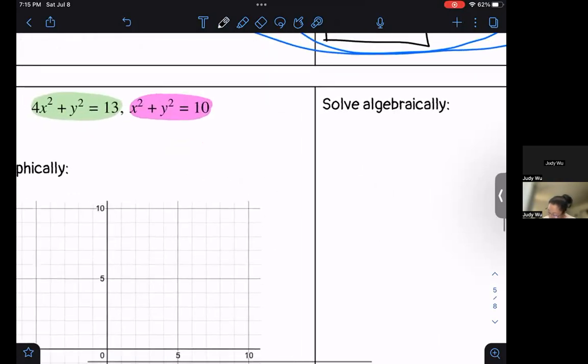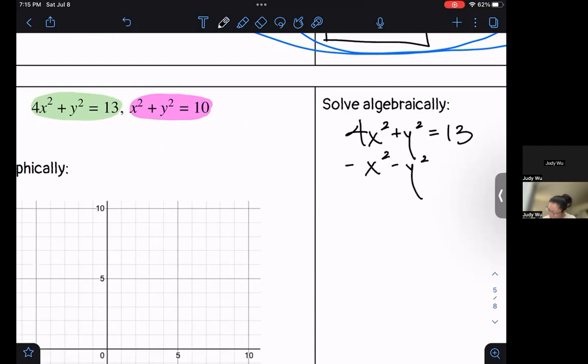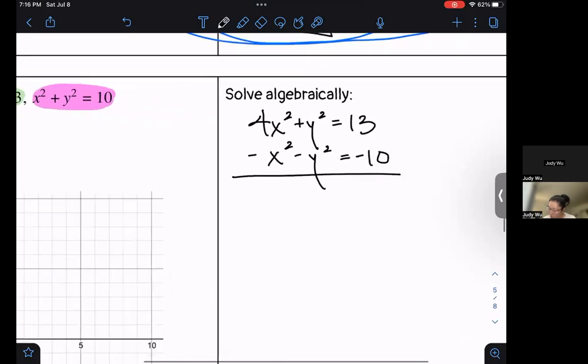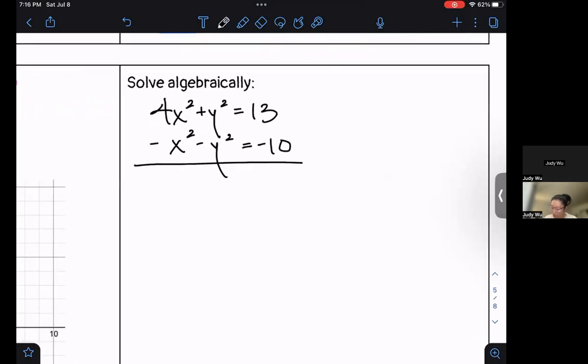And so what I'm going to do is I'm going to take the first equation, and then I'm going to take the second equation, and I'm going to multiply everything by negative one. So negative x squared minus y squared equals negative 10. And so when I say everything, I mean including that number as well, okay? And now we're going to go ahead and combine these two equations.